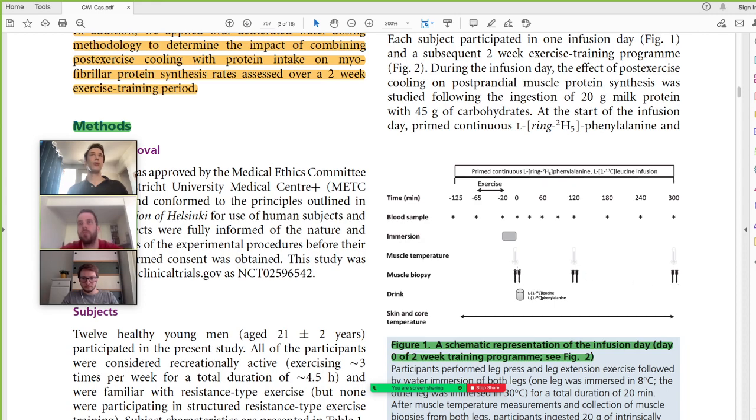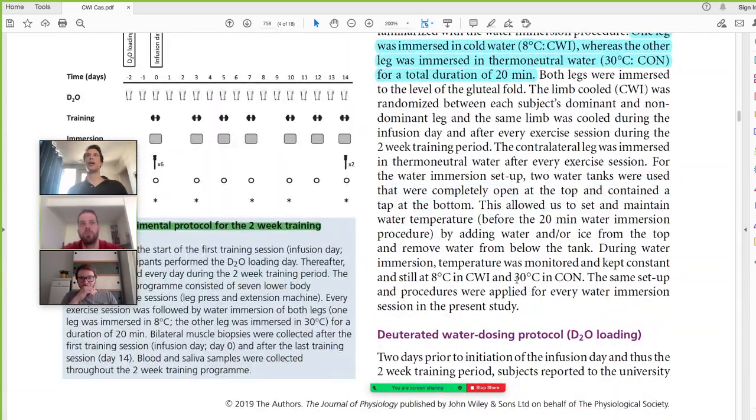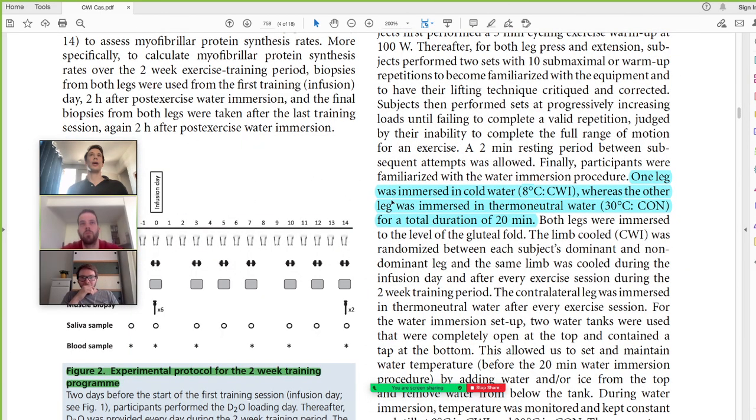You see 2 biopsy needles here, and that is because both a biopsy of the left leg and of the right leg was taken, because, let's see where it's highlighted, one leg was used for the cold water protocol, so it was in a tub with cold water, while the other leg of the same subject was in thermoneutral water. Can you explain why you did this, Cas?